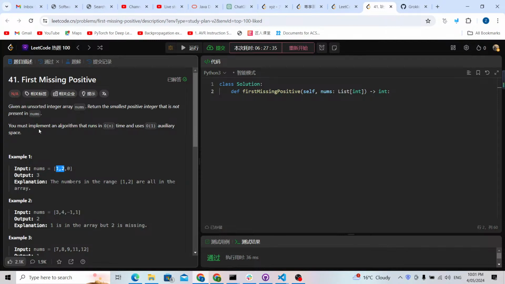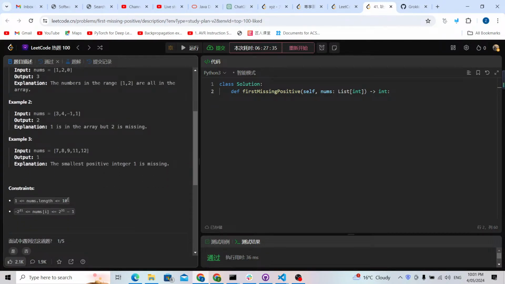You must implement an algorithm that runs in O(n) time. This means we cannot sort the array nums, because that is O(n log n). We must run it in O(n) time, and we must use O(1) extra memory. It means we cannot use memory like O(n). Those two constraints make the problem really hard. But let's just analyze the examples.